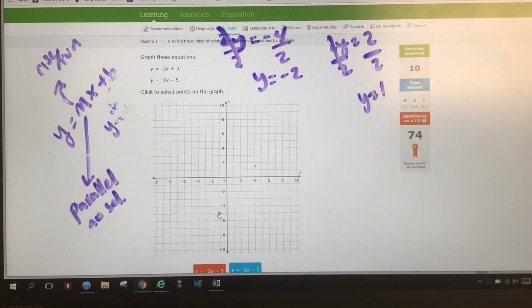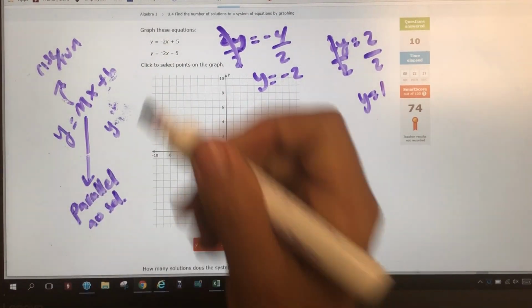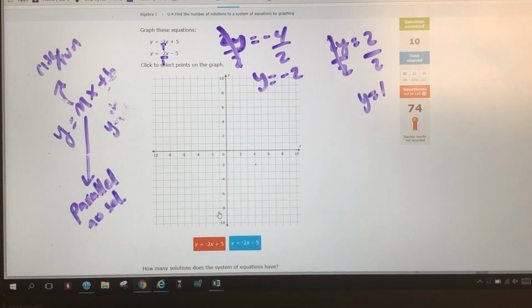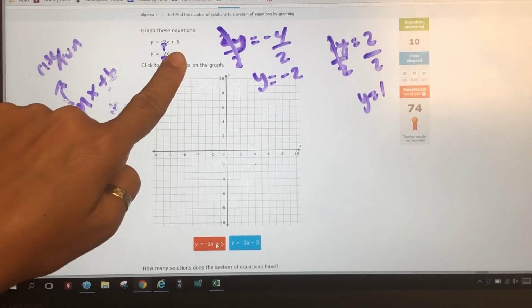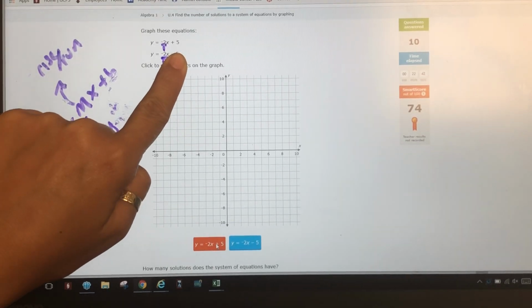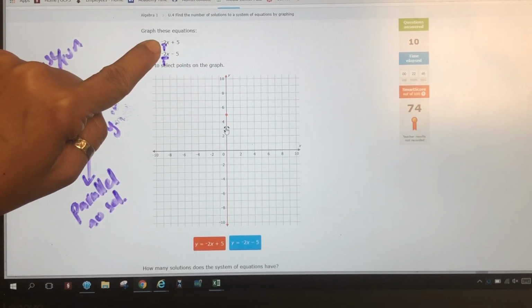All right, I'm just going to do one more. Graph this equation. It's already in y equals. It's not a fraction, so I'm going to make it a fraction by putting an invisible 1. Okay, it's going to start at 5. So start at 5. Here's 5. And I'm going to go down 2, right 1.